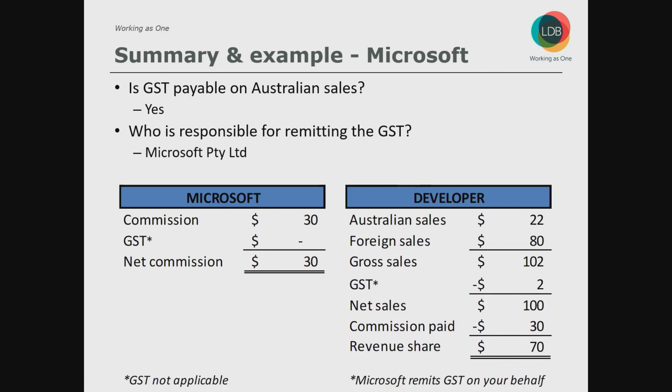Microsoft will remit $2 across to the ATO on your behalf, and after the GST has been remitted, they'll take their cut of 30% and pay the developer the net revenue, being your 70% share, or $70 in this case. So technically speaking, again, the developer is the one making the sale. Therefore, we have included it on the developer side in the slide. However, practically speaking, Microsoft collects all the physical cash for you. They make the payment to the ATO, they take out their commission, and you receive $70 in your bank account.